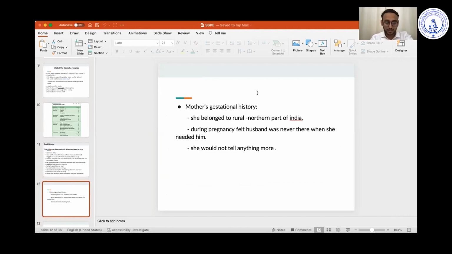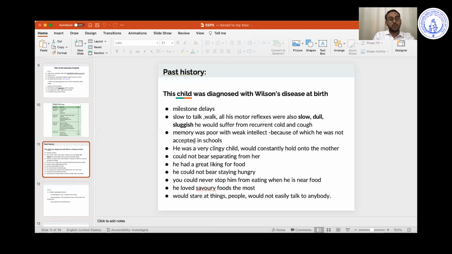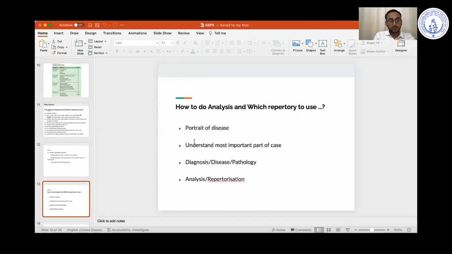Generally, in cases of children, we also take the gestational history into consideration, but here the parents were in a panic situation and they were not able to give much further case history. So this was the case history which was available with us. Now what to do? The question comes, how do we analyze this case? How do we repertorize this case? We have taken the case, but now how to move forward?